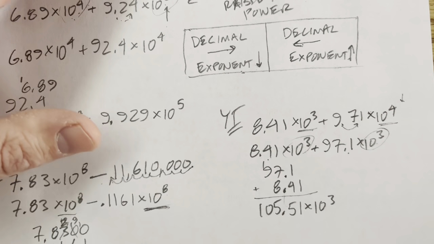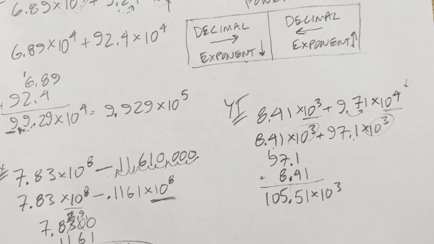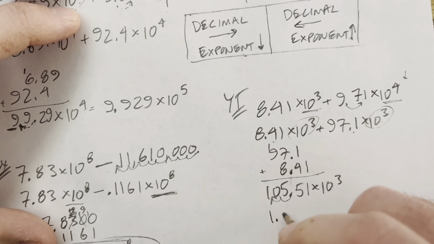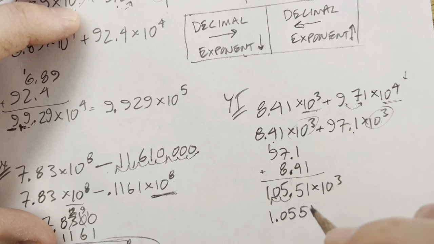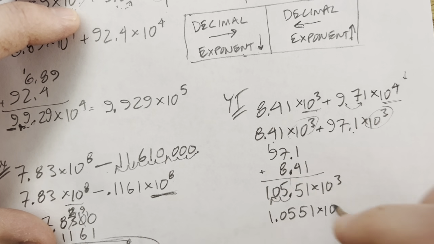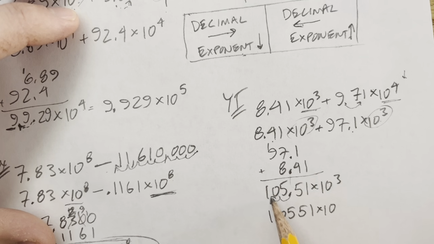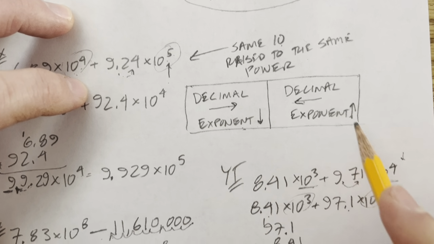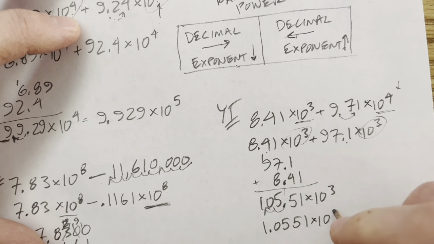Now I need to write this in scientific notation. And when I do that, I've got to move this guy 2 places to make that 1 all there by itself on the left, times 10 to the, I moved it to the left 2 places, so I raise my exponent 2 places. 3 plus 2 is 5.